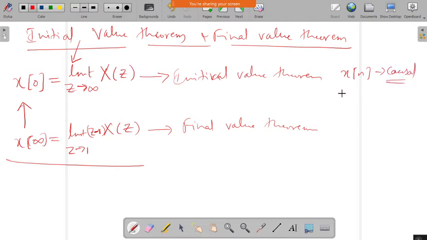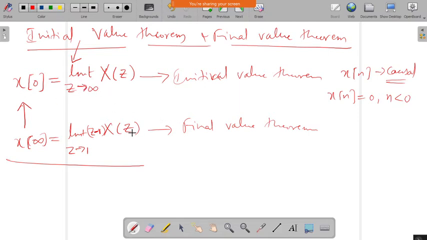Causal means x of n should be equal to 0 for n less than 0. Like left sided, there should not be any values, only a positive sided signal. That is what we call a causal signal. Only if x of n is causal, then this theorem will be applied.